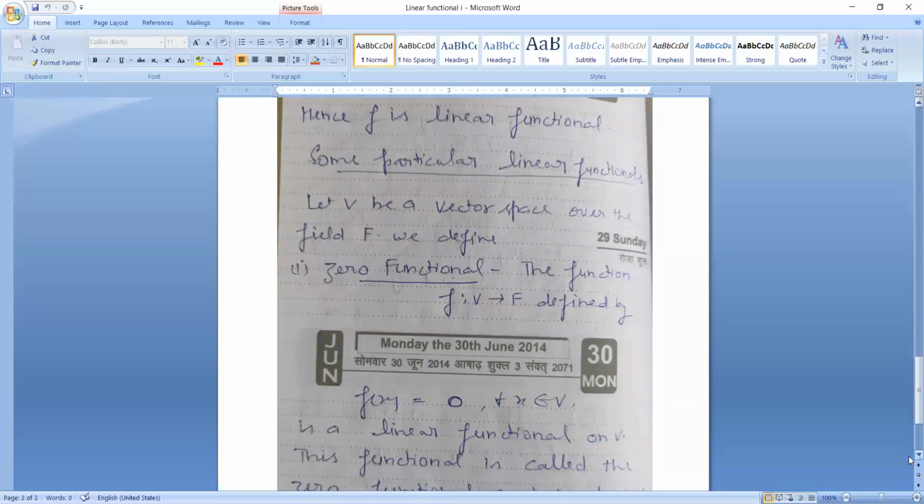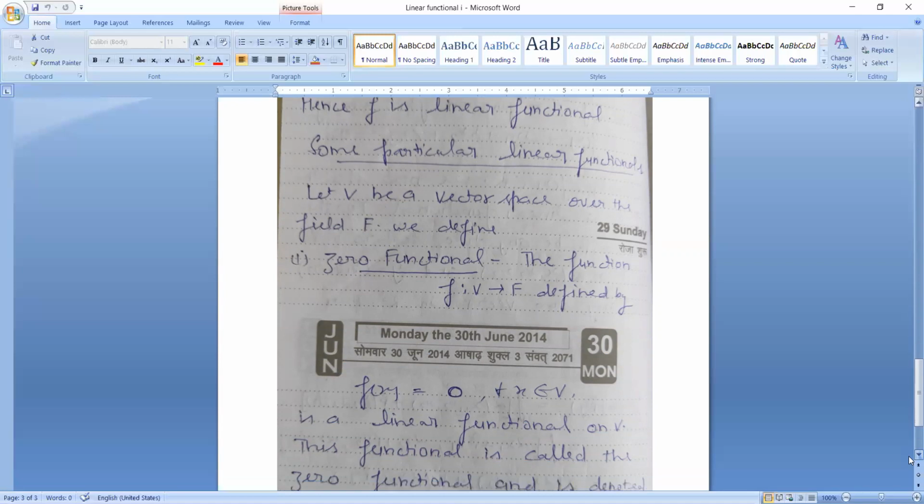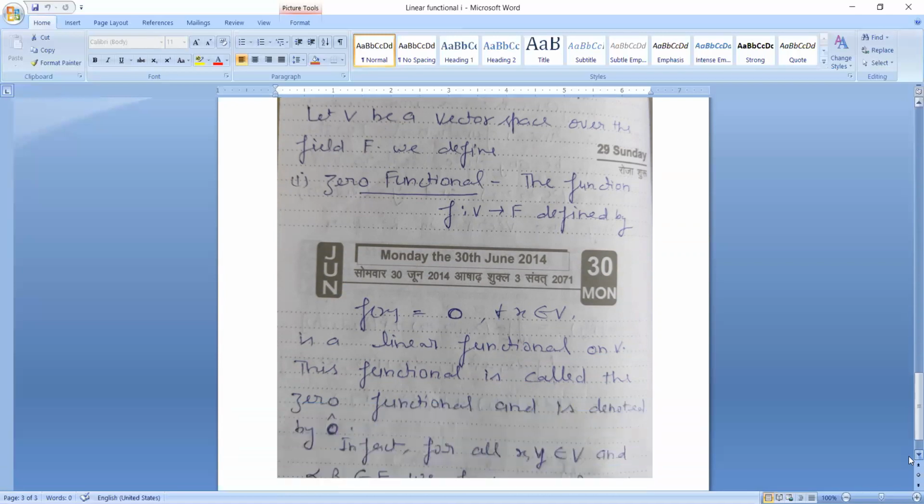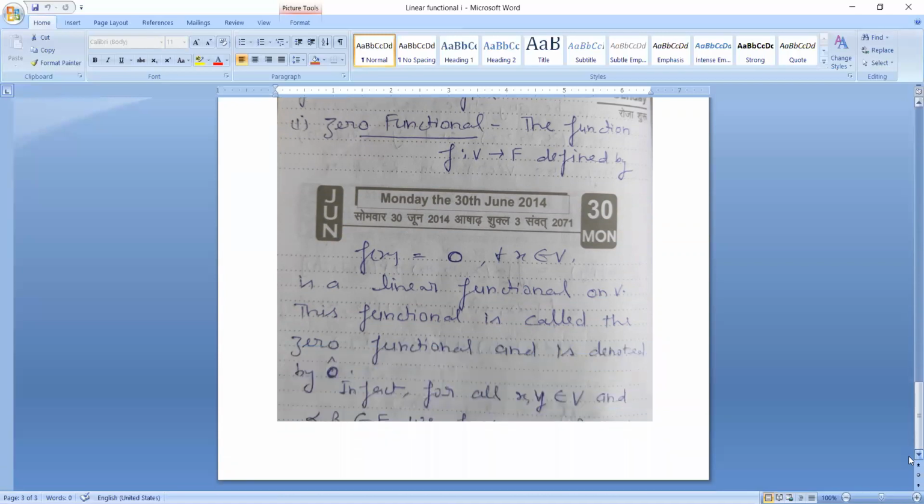Let V be a vector space over the field F. We define first the zero function. What is the zero function? The function f from V to F defined by f(x) is equal to zero for all x belonging to V is a linear functional on V. This functional is called the zero functional and it is denoted by the zero vector.